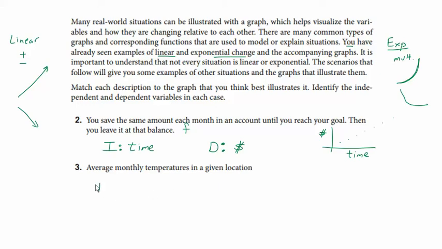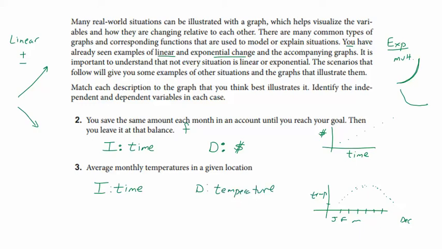Okay, so number 3, if we're thinking about average monthly temperature in a given location, this is going to be time again, because we're in some location and we're going to have like the days down here maybe, and then the temperature here. So let's say it gets hotter and then it gets colder or something like that, right? If it's months, say this is January, February, March, all the way to December. And so the temperature's cold in January and then it warms up, at least where we are, and then it gets colder in December, something like that. So the dependent variable is temperature.